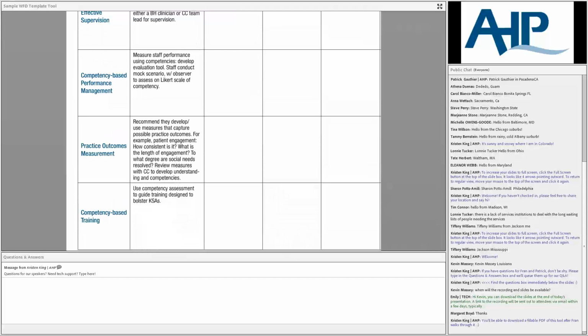At the same time, we suggested that this was a good opportunity for them to develop and use measures that capture possible practice outcomes that go beyond an individual coordinator, to focus on how care coordination is impacting patients' experience of care. For example, if the ACO looked at patient engagement, they would be able to see how consistent it is, what's the length of engagement, to what degree are social needs resolved. They could also review these measures with the care coordinators and the entire team assigned to that practice to have a better understanding of where process improvement could occur and to increase competencies.